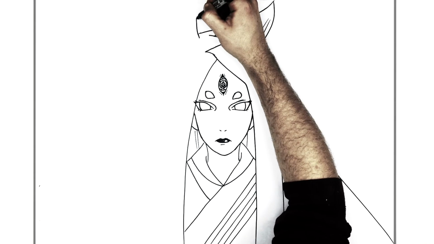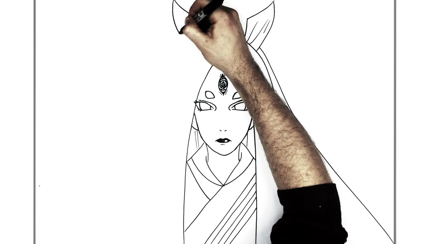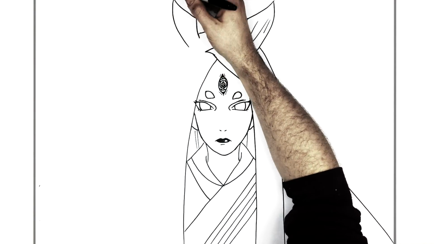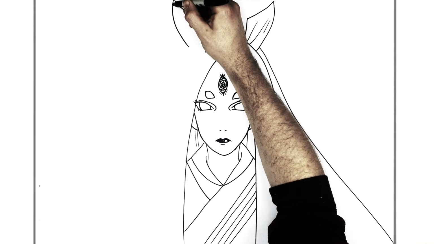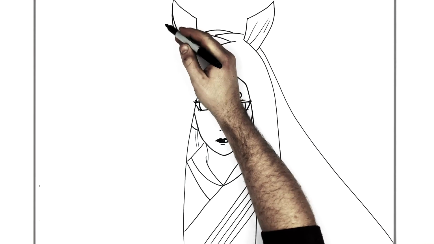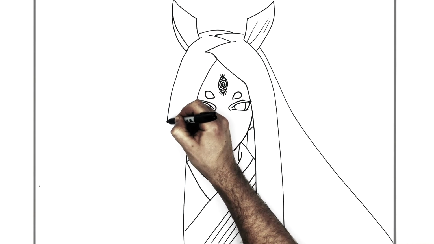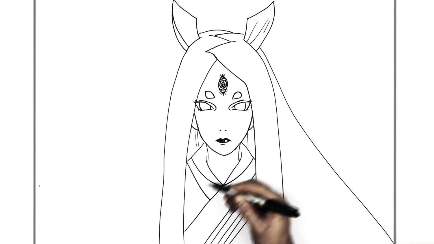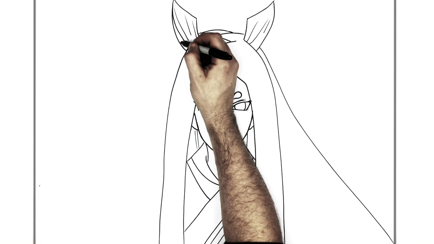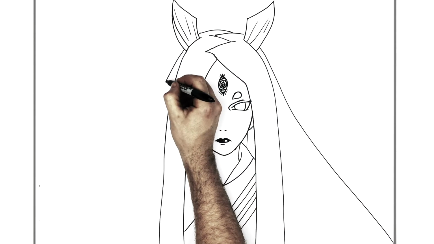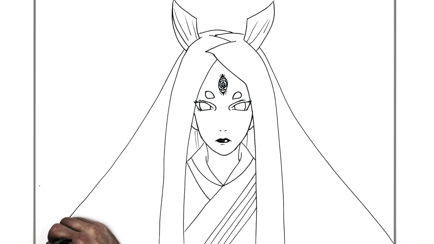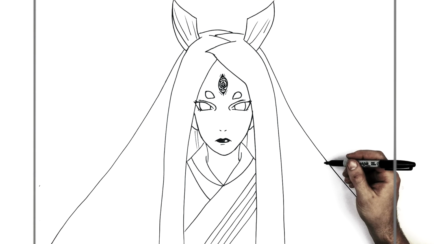So we got this horn. Comes down. I think that should be wider maybe. Yeah, it definitely should be wider. I'm gonna make it wider. Some more hair then. So, and then the other side of her head. Big long hair.